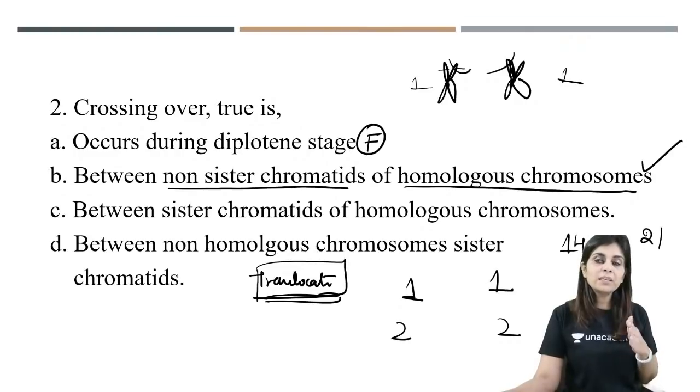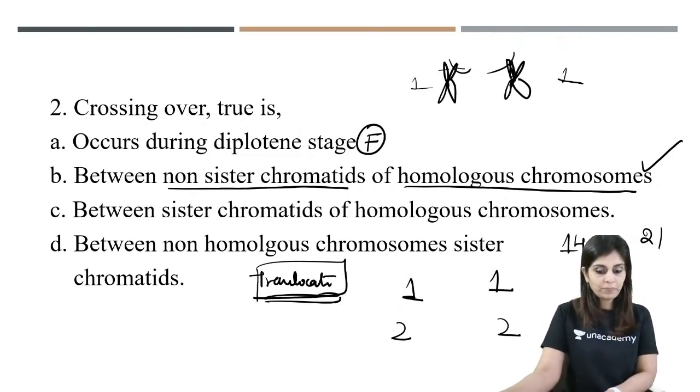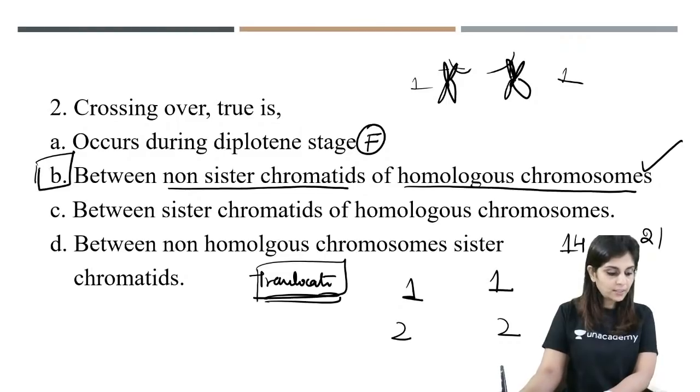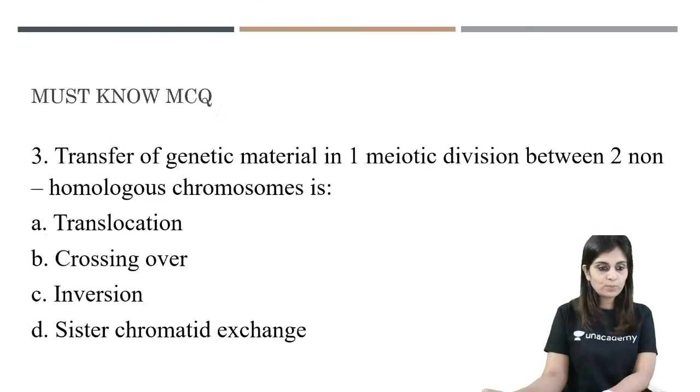So crossing over is between non-sister chromatids of homologous chromosomes. Translocation is between non-sister chromatids of non-homologous chromosomes. So the answer for this question is choice B, between non-sister chromatids of homologous chromosomes.